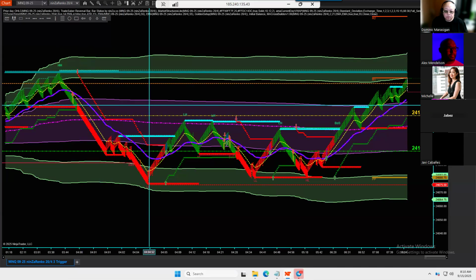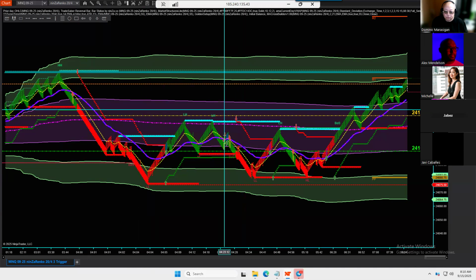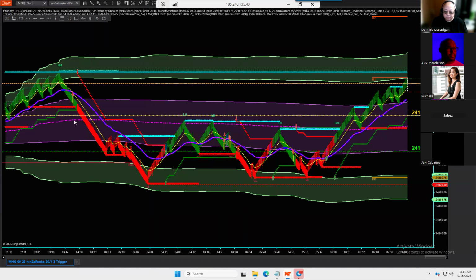Okay. We can just get, yeah, this definitely right here. This is the chip, so it becomes red, right? So now you have a lot of confluence there going to the downside.